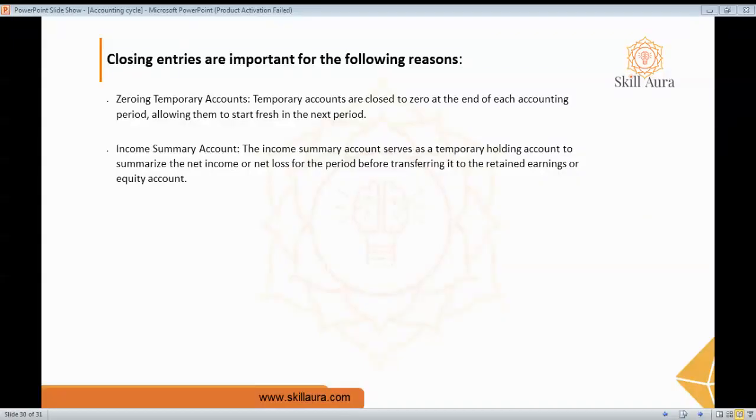When it comes to the income summary account, this income summary account serves as a temporary holding account to summarize the net income or net loss for the period before transferring it to the retained earnings or equity.